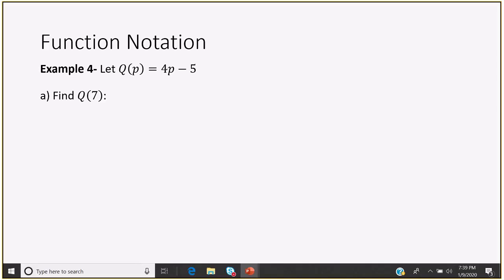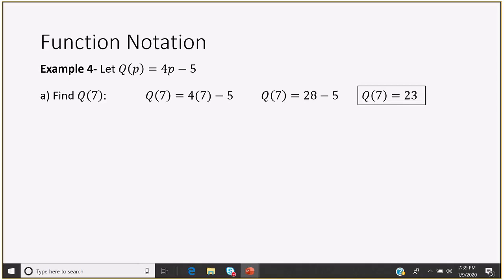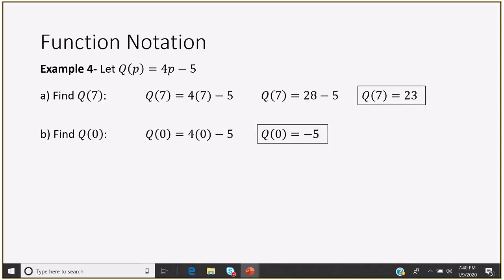And then I'm going to plug in 7 for my input. So I'm going to replace my P with 7. I'm going to multiply that out. I'm going to subtract, and I'm left with Q of 7 is equal to 23. And again, it bears repeating. I don't divide both sides by 7. That's my answer. Q of 0, well, I take 0, plug it in for P, solve. 4 times 0 is 0, subtract 5, I get negative 5.